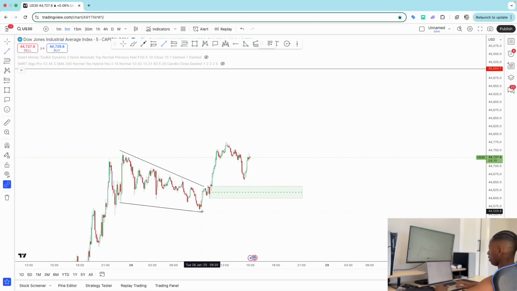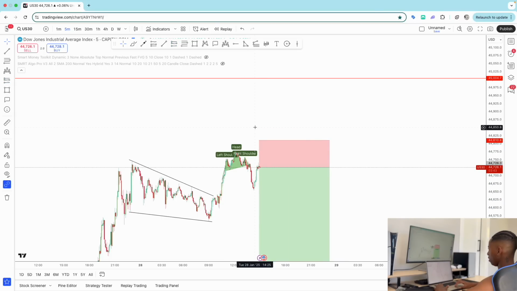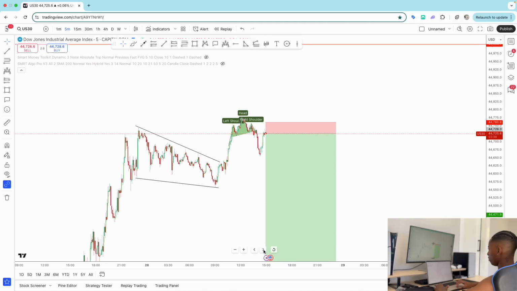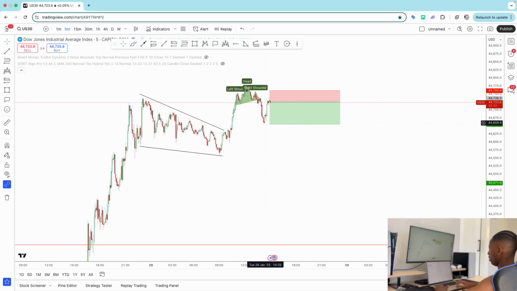There we go, just like this. I'm trying to see if I can find an entry here, because I can see here was a left shoulder. Just take a look at this left shoulder, head right here, and the right shoulder. So with this as well, I believe that we could sell for a while, maybe sell up until somewhere here, and once price is here, we might see that bigger buy.